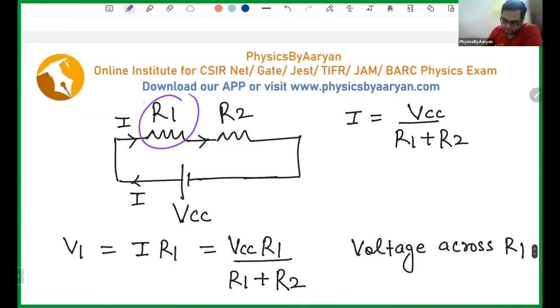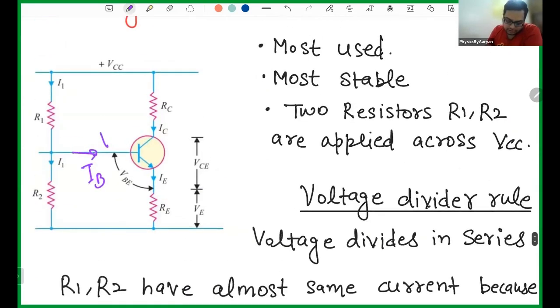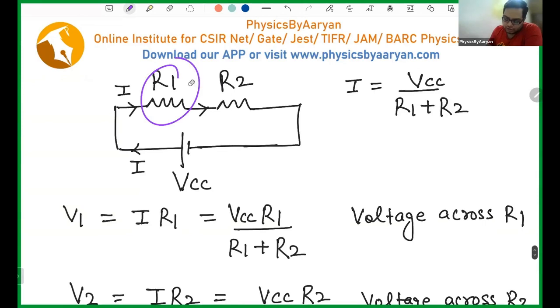So now you have 2 resistors. One is R1 and one is R2. What is the voltage difference across these 2 resistors? Voltage at this point is VCC and voltage at this point is 0 because this is ground. So the voltage difference between them is VCC, right? Now your voltage will divide into 2 parts. Some voltage will be dropped here and some voltage will be dropped here. So V1 will be the voltage here and V2 will be the voltage here. And I am interested in finding V1 and V2.